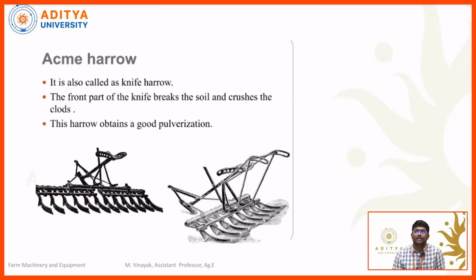This one is an Ashim harrow. It is also called a knife harrow. Here we can see this harrow contains a number of blades, in the shape of knives. These blades we can see here are in a knife shape. That's why this harrow is called a knife harrow. The front part of the knife breaks the soil and crushes the clods. These are the front parts; by using this part we can break the clods. This harrow obtains a good pulverization of the soil.